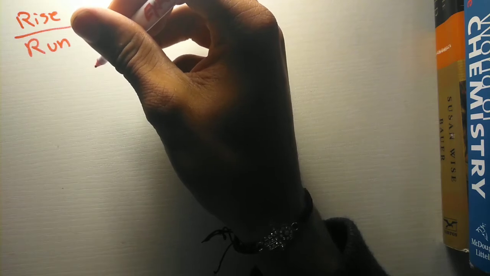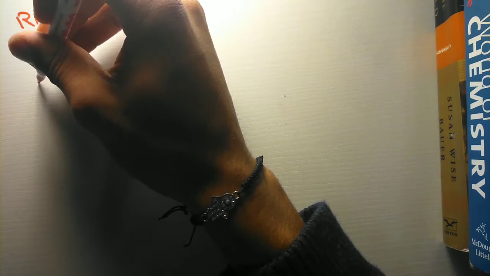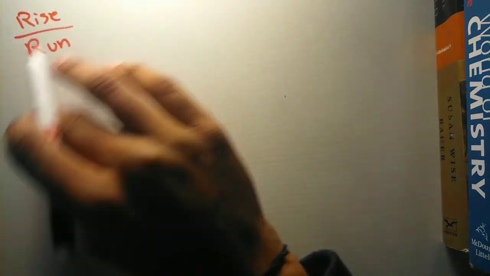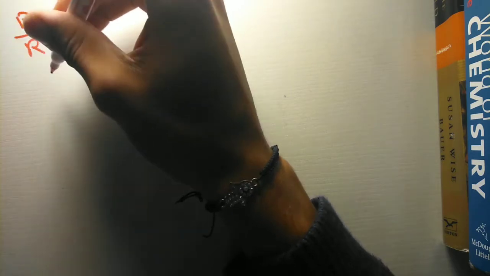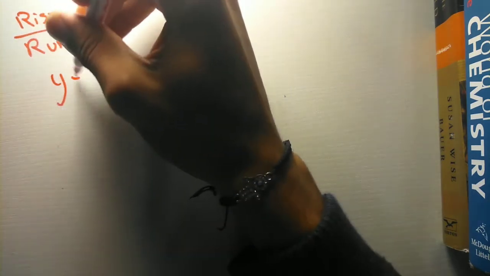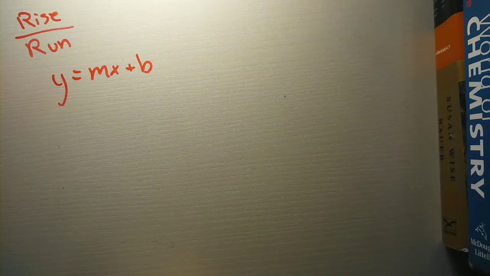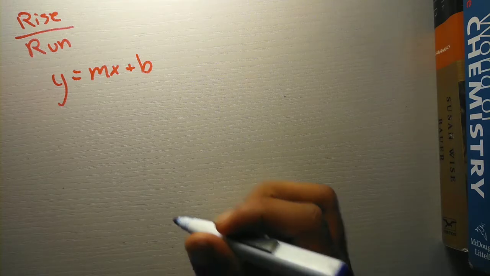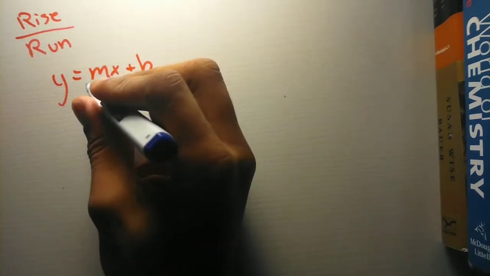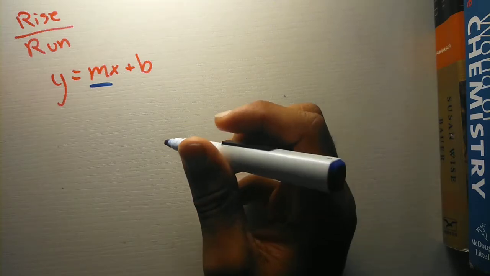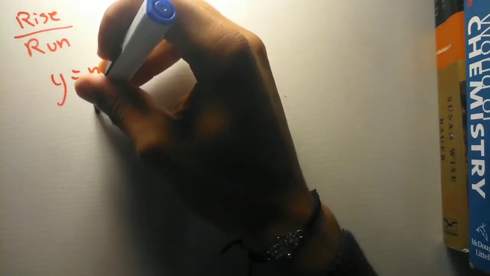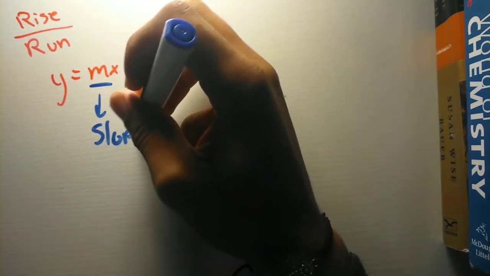Now, what's the equation for this? Let me write it out really quickly. If you're familiar with this equation, y is equal to mx plus b. Now, let me show you that m, in this case, is our slope. M is our slope.